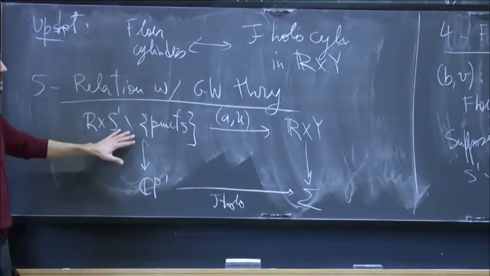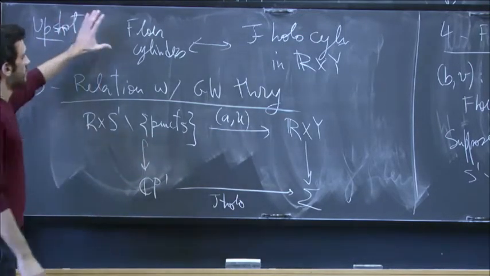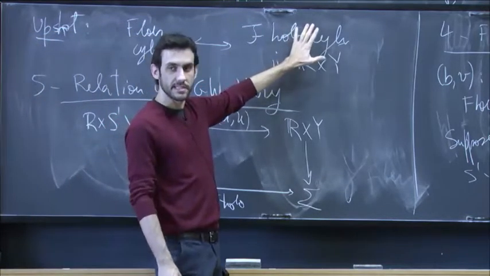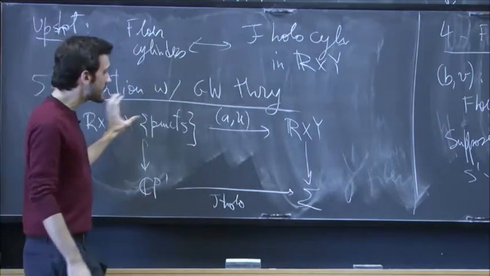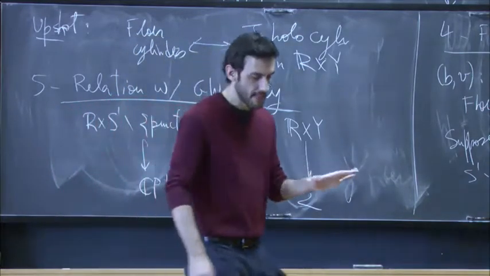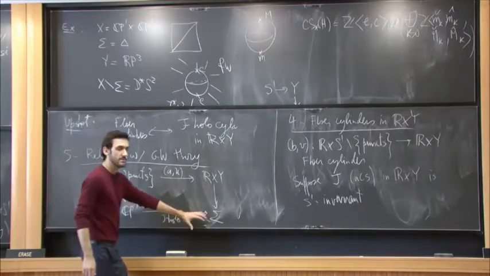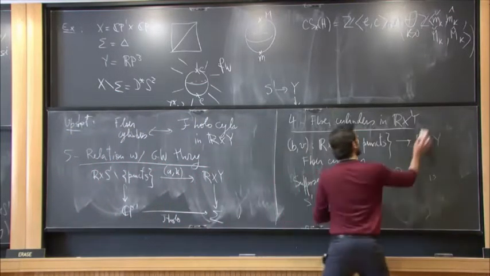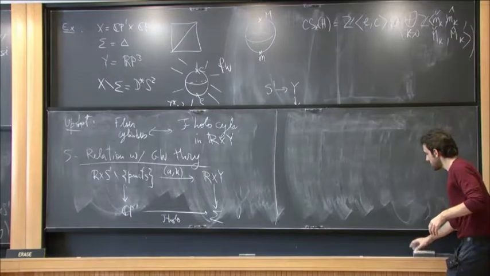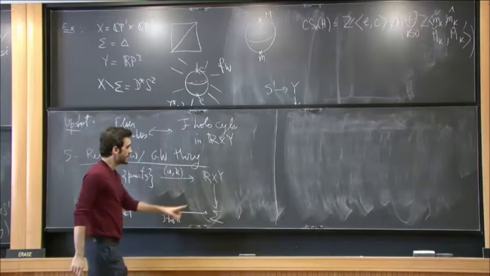And that's the relation really with Gromov-Witten theory, because now what we see is that the study of Floer cylinders ends up being the study of J-holomorphic cylinders in R × Y, and then when you project those to sigma, what you get is a J-holomorphic sphere in sigma. Well, this is not the complete story, because we've thrown away some information when we projected down to sigma, right? But it turns out that you can try to keep track of this extra information that you threw away in the following way.